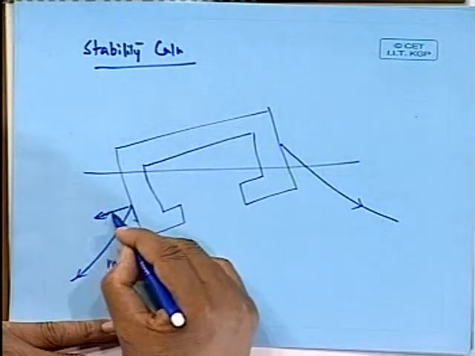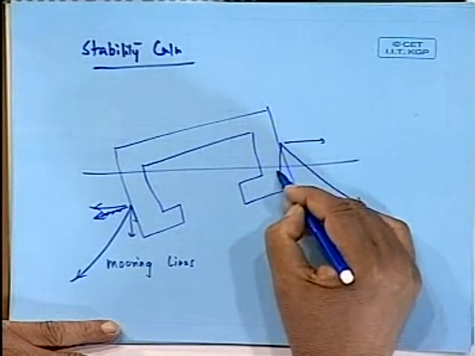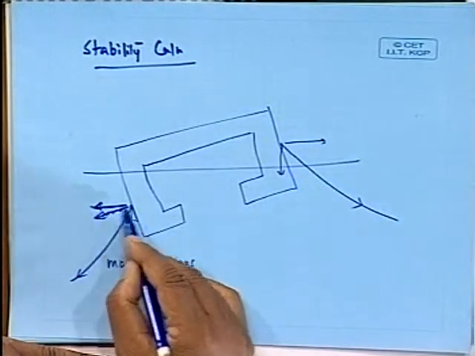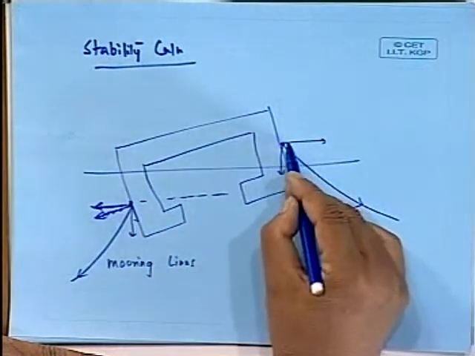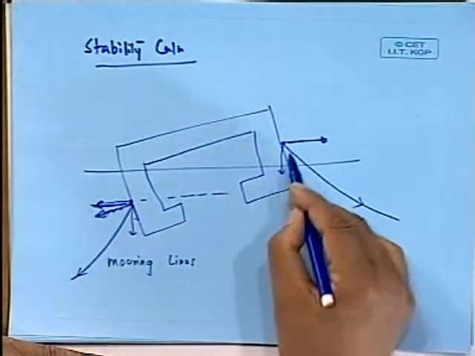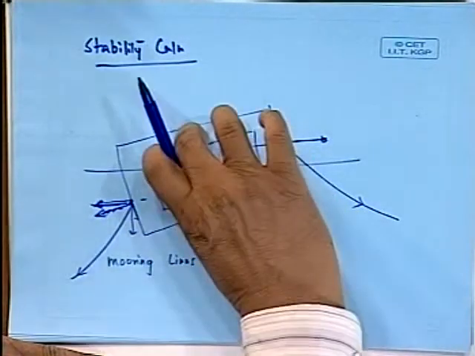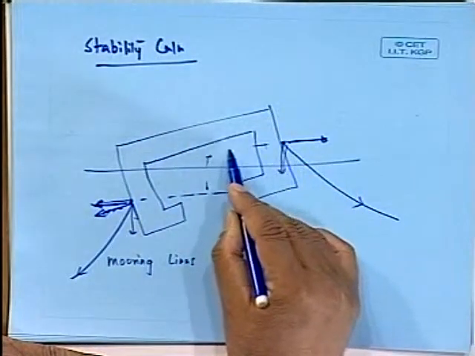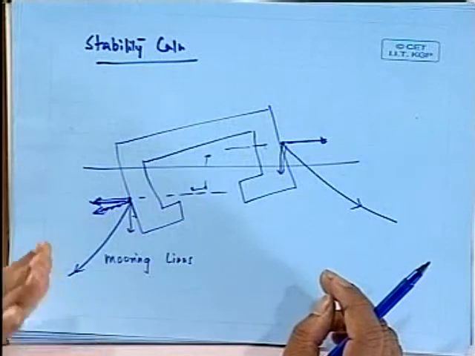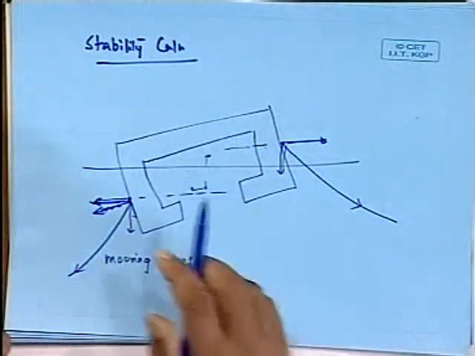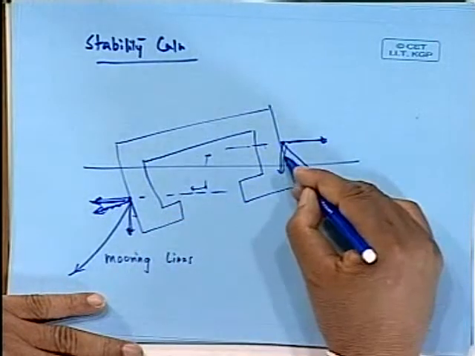One is this side, one is this side. You see, these two components, this one and this one, have a lever arm. This is pushing here, this is pushing here, and they tend to stabilize it. The mooring line tends to stabilize, but this force is normally not very high. Now, what does this force do?